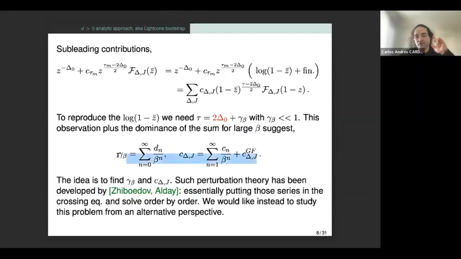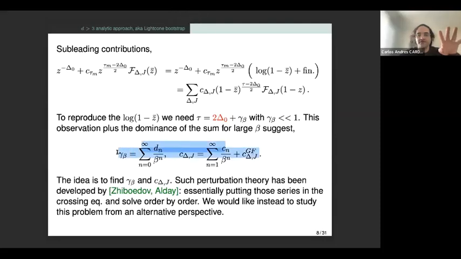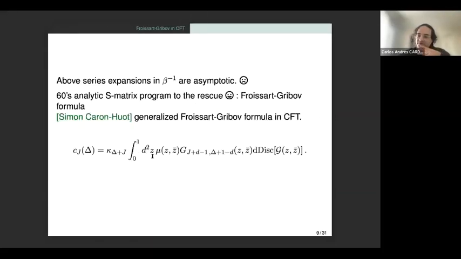So one drawback of that approach, that Taylor expansion, that kind of perturbative approach, is that all those series that they were computing were asymptotic. So these results only work for beta strictly infinity, you know, very large.